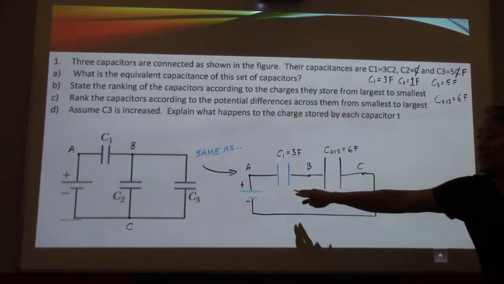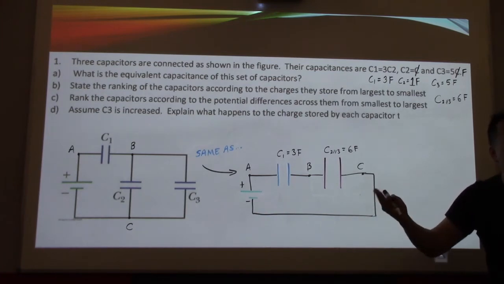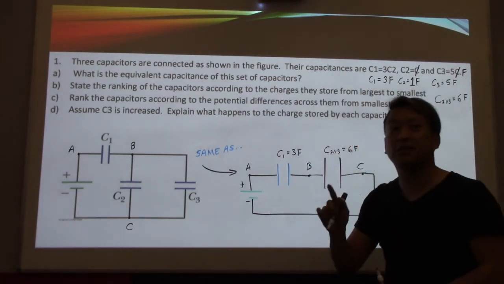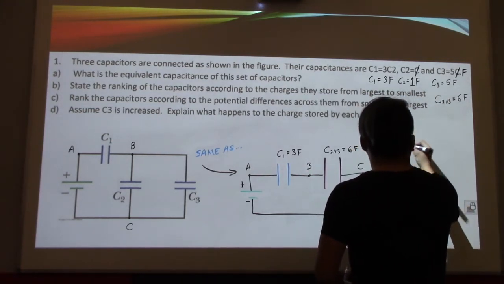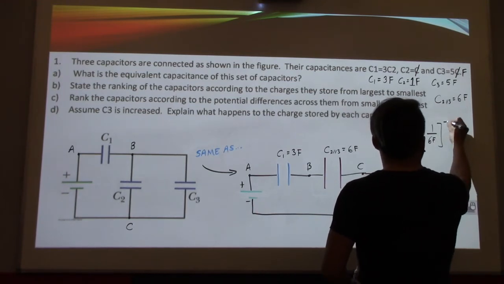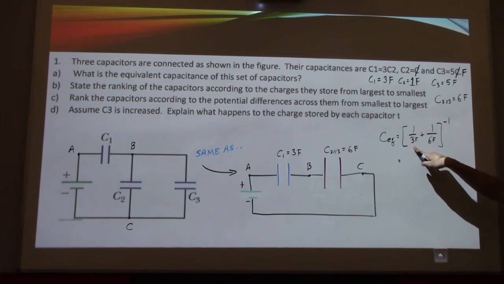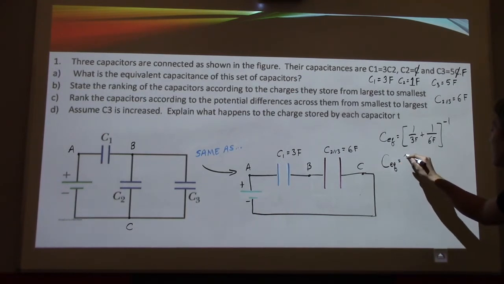Now, we see that these two are in series. So now we must use the series equation. So C equivalent is 1 over 3 farads plus 1 over 6 farads, to the negative 1. Common denominator, multiplied by 2 over 2. That's going to be 2 over 6 plus 1 over 6, 3 over 6. 3 over 6 is 1/2. Inverse of that, 2. So you get 2 farads. So the equivalent capacitance is 2 farads.